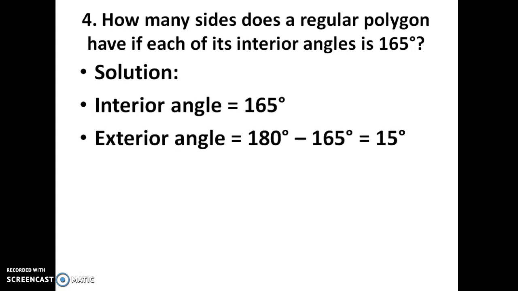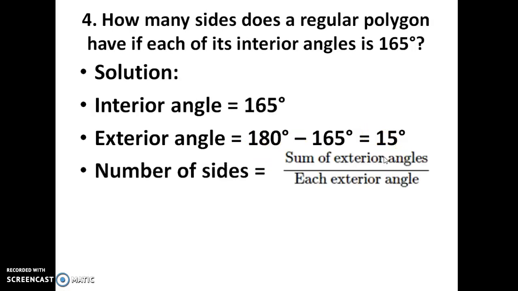So the exterior angle will be 180 minus 165 degrees. Why? Because the interior angle and exterior angle are a linear pair, so their addition will give you 180 degrees. That's why, in order to find the exterior angle, you have to subtract 165 from 180 degrees. Okay, so the exterior angle is 15 degrees.